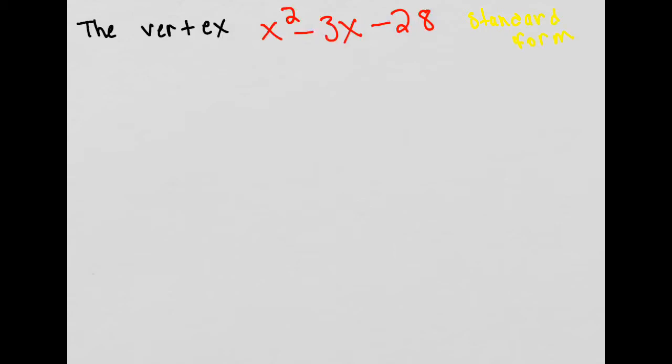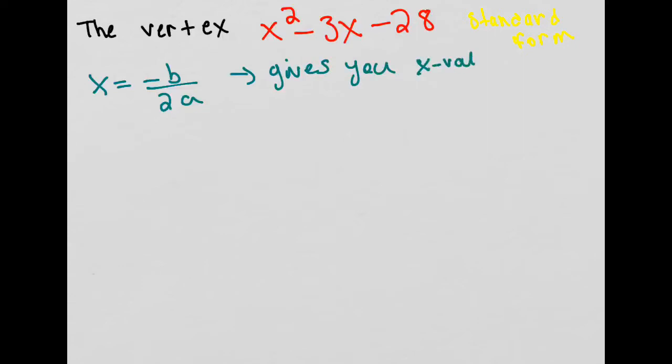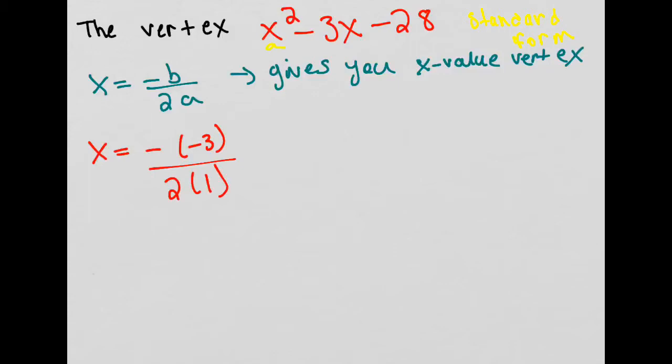The formula to find the vertex is x equals negative b over 2a. Now this formula gives you the y value of the vertex. I'm sorry, the x value of the vertex. Okay, so let's go ahead and substitute those values. X equals negative, b is negative 3 over 2 times a, which is 1. Remember, this is a, b, and c. If I simplify this, I have 3 over 2.